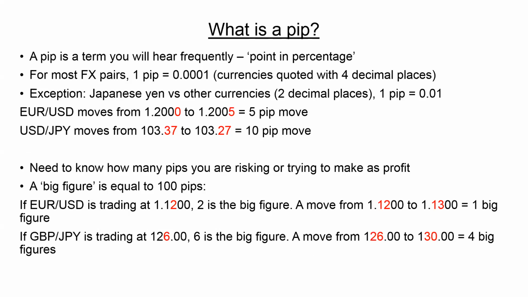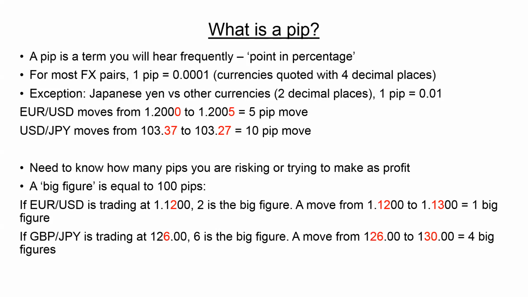It's a term that you will hear frequently in the foreign exchange markets, and it simply stands for point in percentage. For most FX pairs, 1 pip equals 0.0001, and that's for currencies quoted with 4 decimal places. Most of the currencies that you'll see are quoted with 4 decimal places. But the exception to the rule is anything that involves the Japanese yen. The Japanese yen is quoted in 2 decimal places, so 1 pip on the Japanese yen equals 0.01.